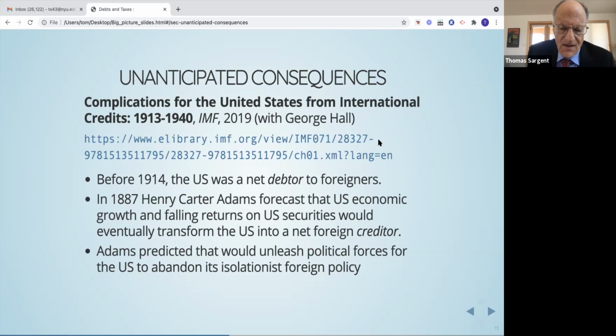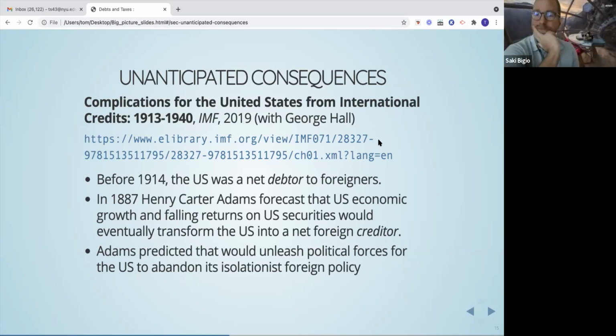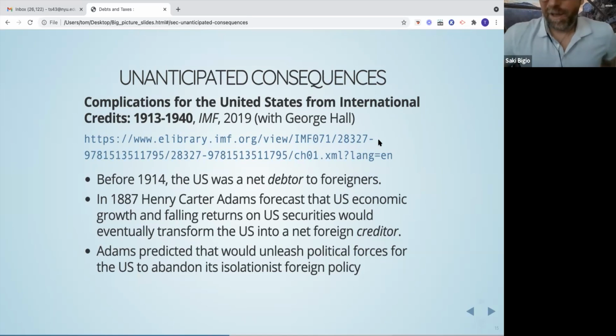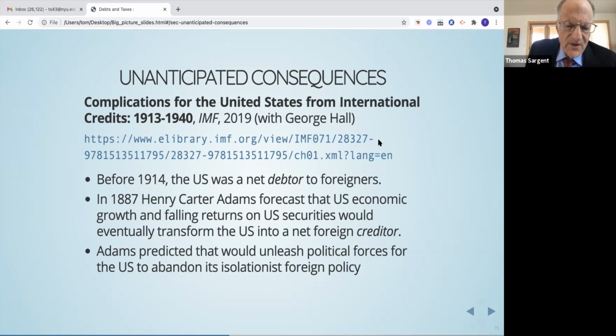He said that's going to unleash political forces for the US to abandon its isolationist foreign policy. Because just like the British and the French in the 19th century, they used gunboat diplomacy to enforce the repayment of IOUs by debtor countries. Go look at the history of how the French and the British got into North Africa. It started with government debts. And a famous distinguished Arab nationalist said, I fear French banks more than I do the French army. That's what he had in mind.